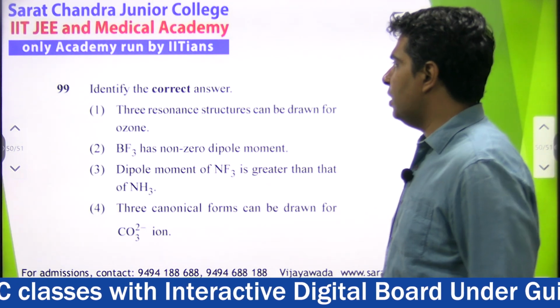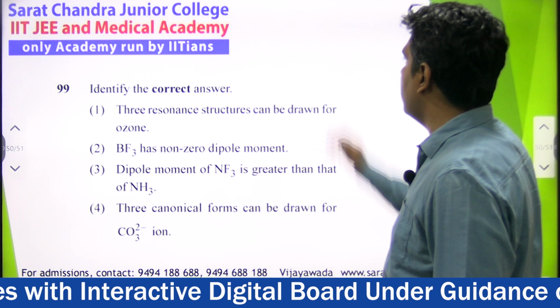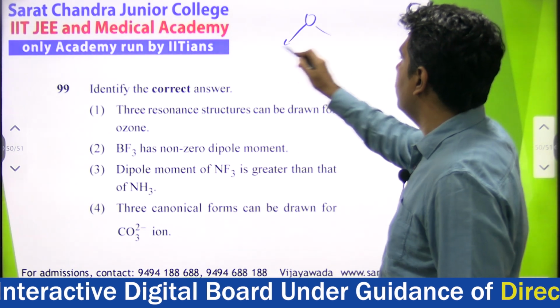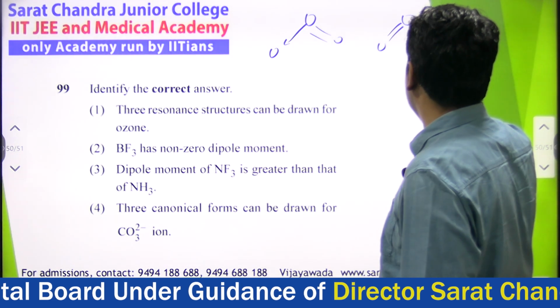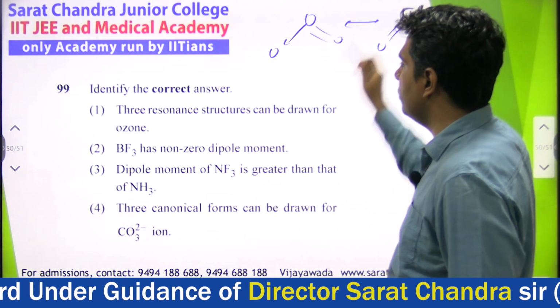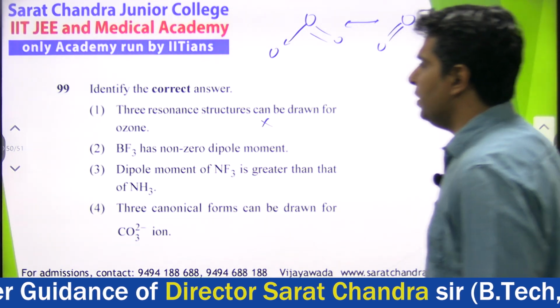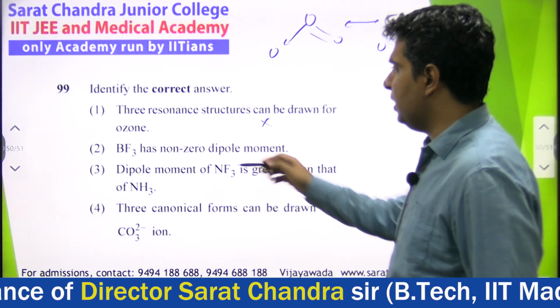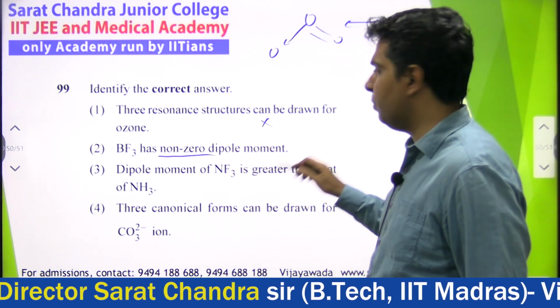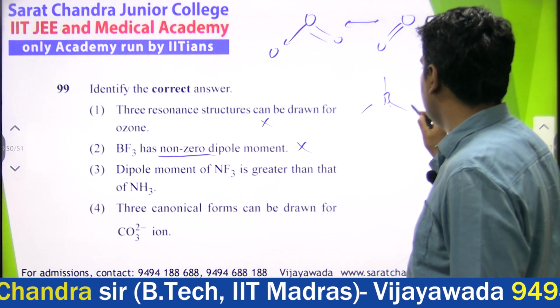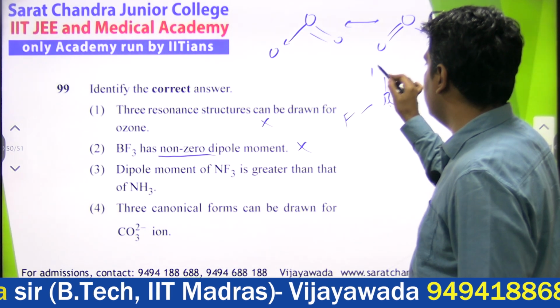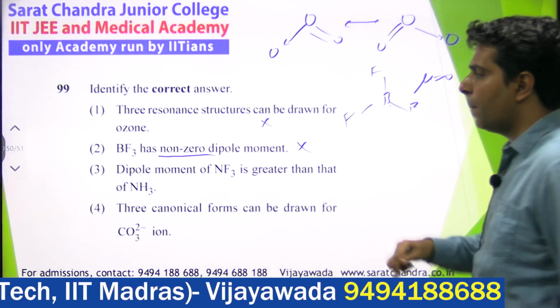Identify the correct answer. 3 resonating structures are possible for ozone. For ozone, 2 resonating structures are possible. So these are the 2 resonating structures possible for ozone. So this is not correct. BF3 has non-zero dipole moment. Actually, BF3 has zero dipole moment. This is saying non-zero dipole moment, so this is also not correct. BF3 being a symmetrical molecule, trigonal planar in shape, its dipole moment is 0.